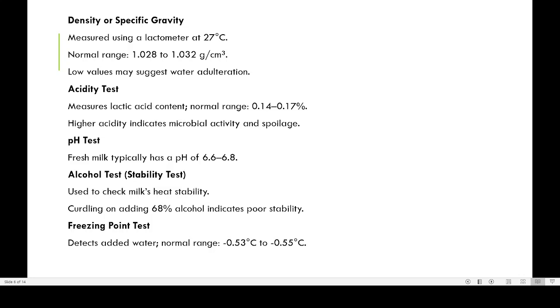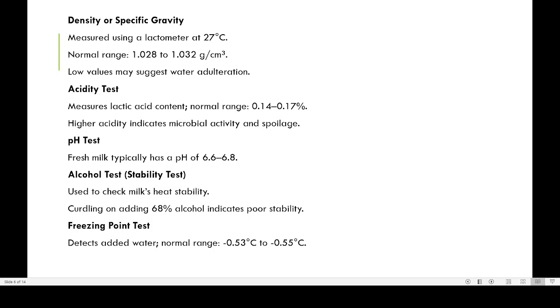Then another is the alcohol test. It is done to check the heat stability of the milk. Curdling on adding 68% alcohol indicates poor stability. So by adding a little alcohol, we will be able to tell the heat stability of the milk. That is another test called the stability test. Then the freezing point test indicates added water. The normal range is 0.53 to 0.55 degrees centigrade. So you can see that all these tests are basically physical tests.